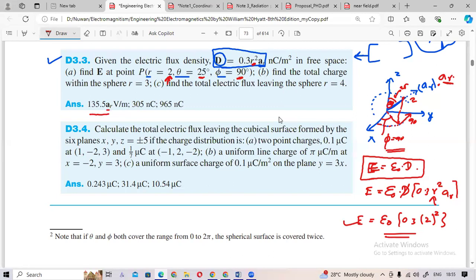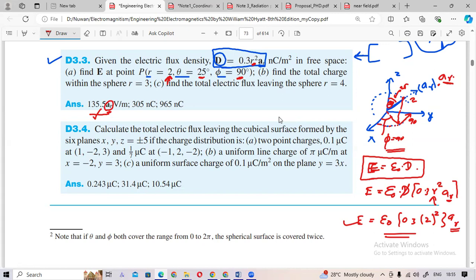You can see that it is in the AR direction, because this AR is there, so the field is also in the AR direction. I hope this will be okay. So for the first part, you need not do any integration.